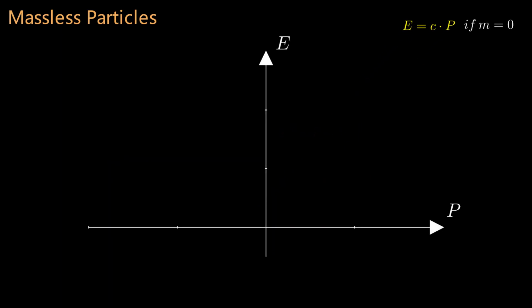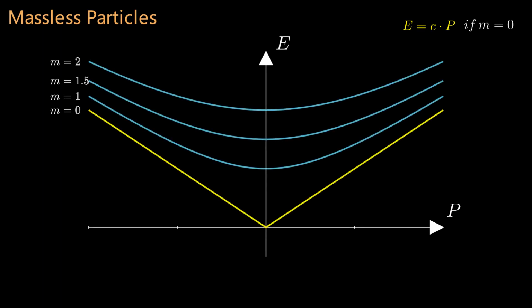In a plot of momentum versus energy, draw the curves representing the relationship for particles with different masses. The photon, which has zero mass, corresponds to a straight line.